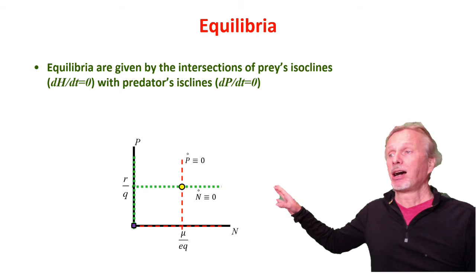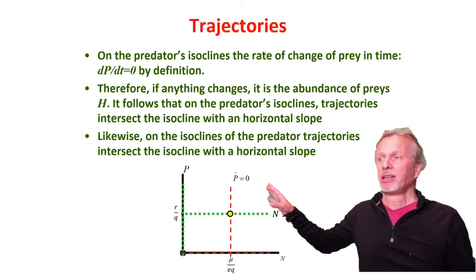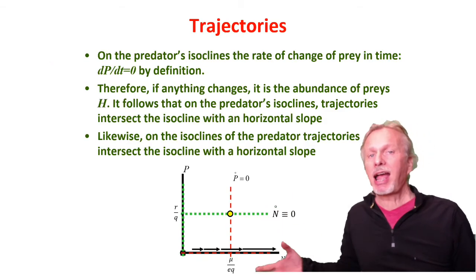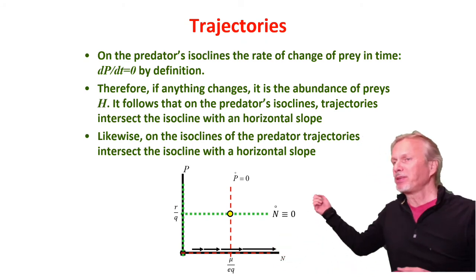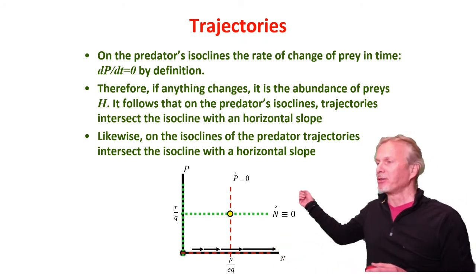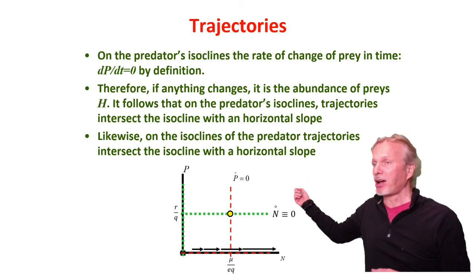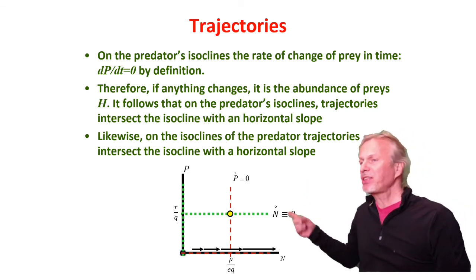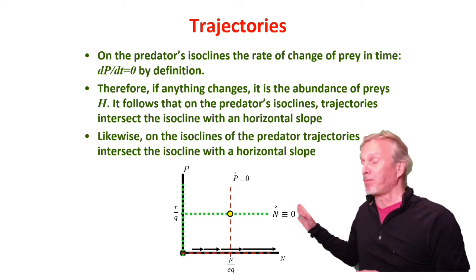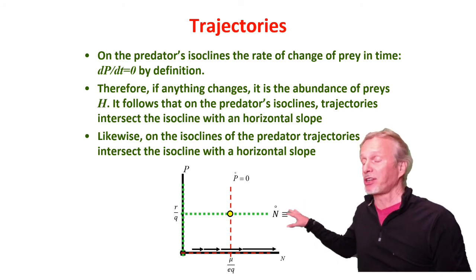Okay. The other thing that we know is that because of the way we draw this isocline, dP/dt, which is the P dot represented there, is set equal to 0. So if anything changes there, it is now P; only N can change.